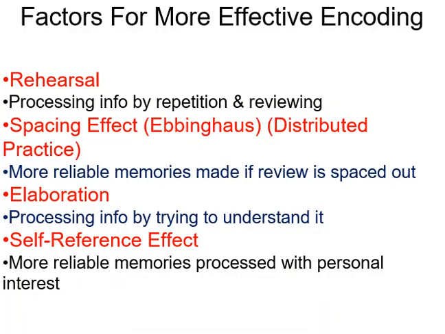Now, how else can we have effective encoding besides making use of semantic encoding and maybe combining some of those different methods? There are several things that we can do to make our encoding more effective with the hopes that we'll convert information into long-term memory. One thing we can do is rehearsal. All right, this is a process of repeating and reviewing information.